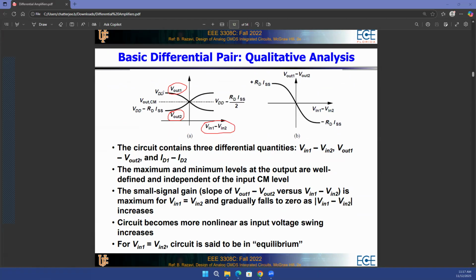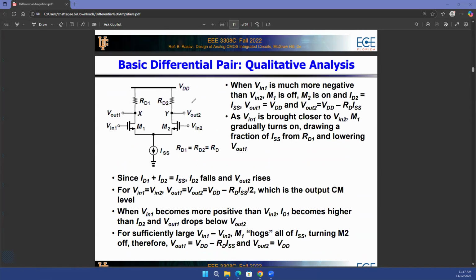Then there is no current on the left side branch. Again, let's go back to the picture once again for clarity. My V1 minus V2 is very much negative, so there is no current on the left side branch. That means Vout1 will be equal to VDD, and Vout2 will be equal to VDD minus RD ISS. As V1 becomes closer to V2, at some point Vout1 will be equal to Vout2 when V1 equals V2, which is equal to VDD minus RD ISS over 2.